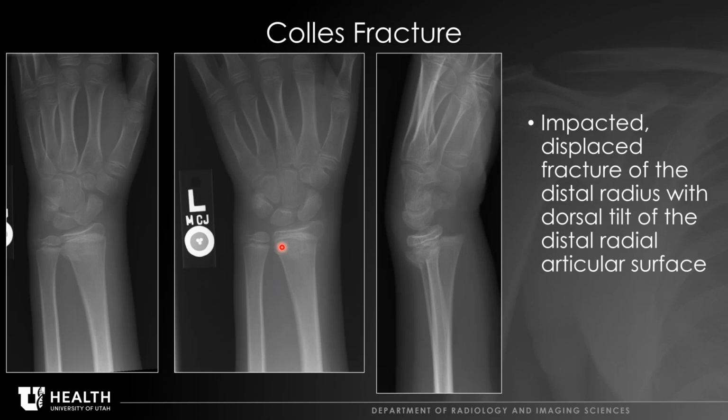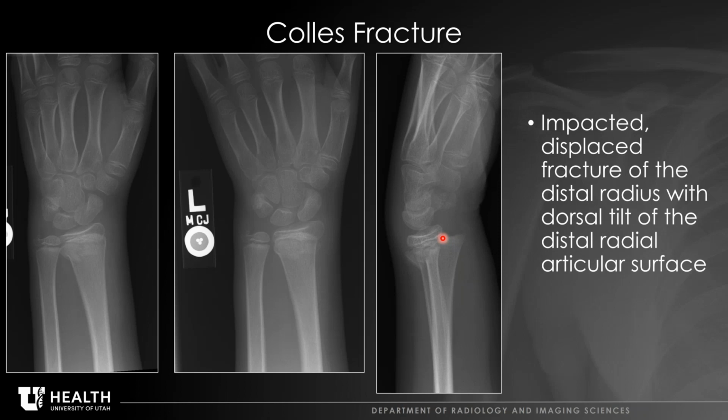The next fracture is the Colles fracture. This is one of our most common fractures that we see. This is an impacted, displaced fracture of the distal radius with dorsal tilt of the distal radial articular surface and apex volar angulation. So when we're talking about tilt of the articular surface, that's just for the surgeons because they want to know if they need to go in and how much they need to reduce it when they're doing reduction. Normally, the wrist has volar tilt or neutral.